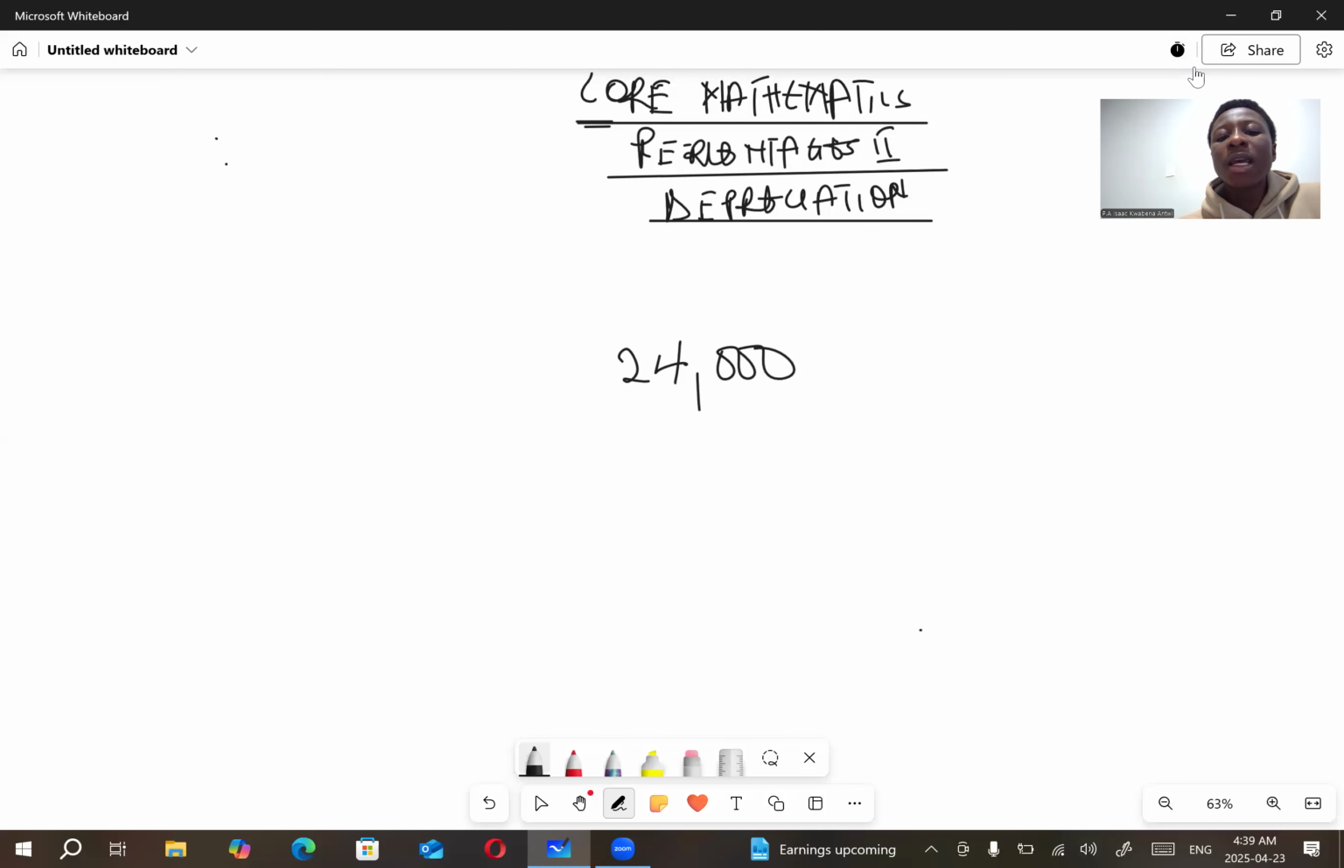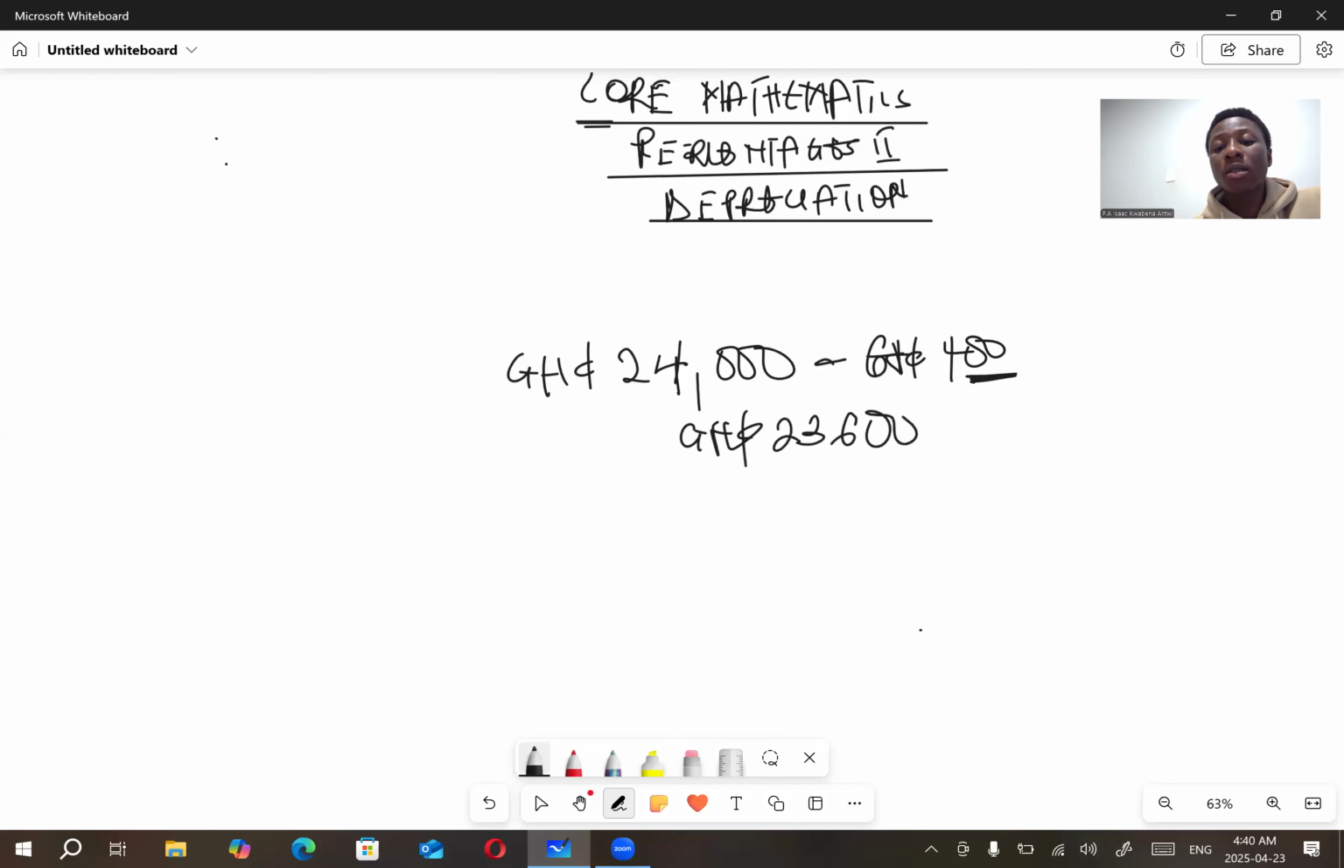If we are saying it has dropped by 400 Ghana cedis, then that means that the new price of iPhone 14 Pro Max is 24,000 minus how much it has dropped by? So minus 400 Ghana cedis, and it will give you a certain value. What is that, Frank? That is 23,600. So that is the new cost of iPhone 14 Pro Max.